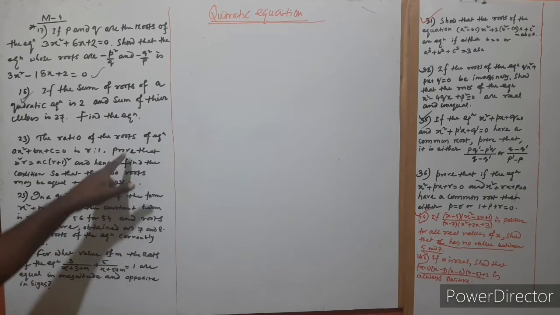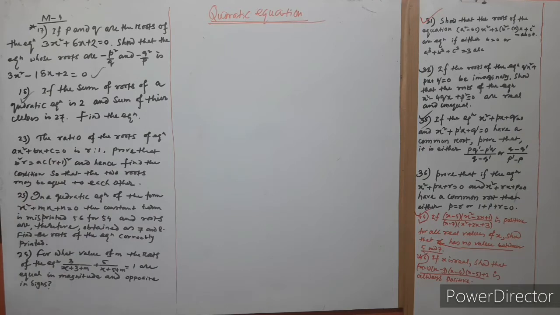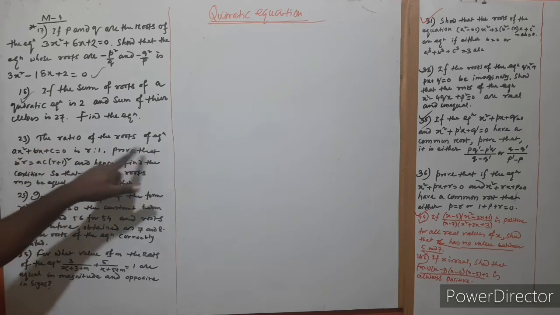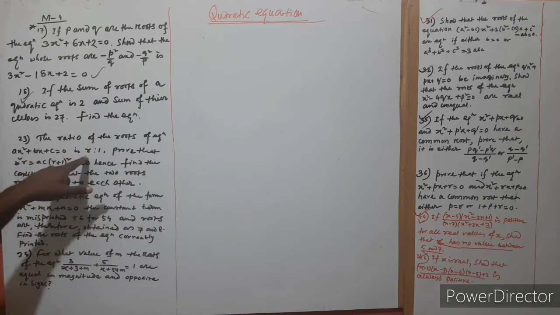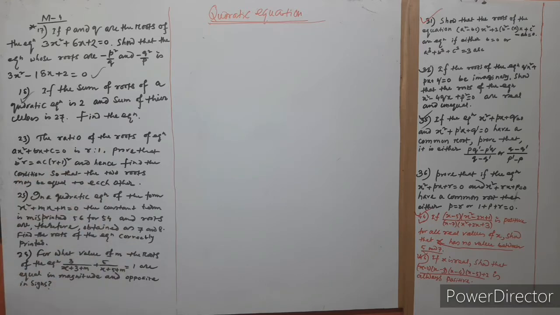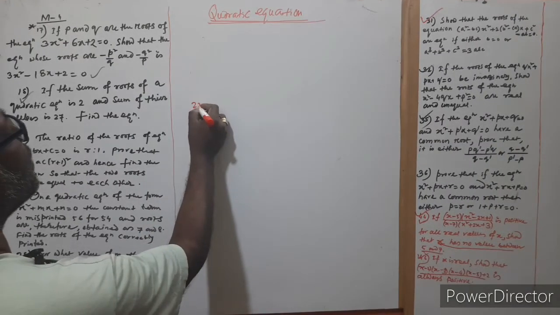The ratio of the roots of this equation ax square plus bx plus c equal to 0 is r is to 1. Main proof that is this. And this is here 23rd.